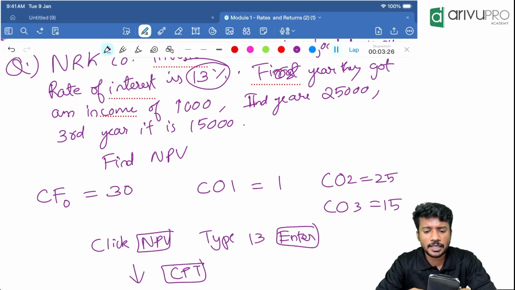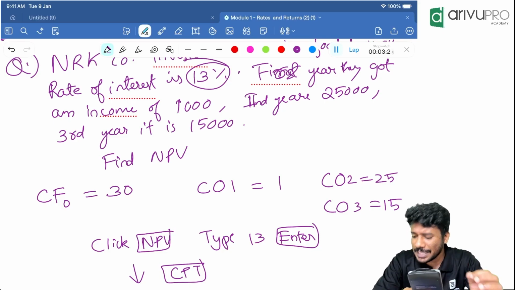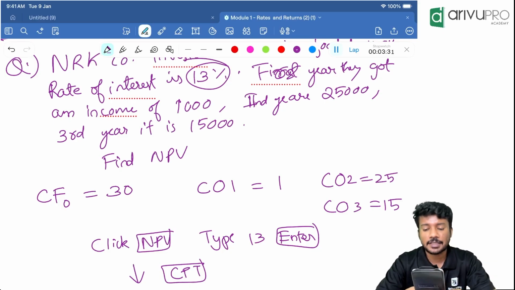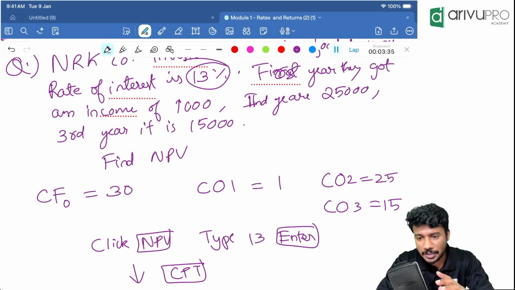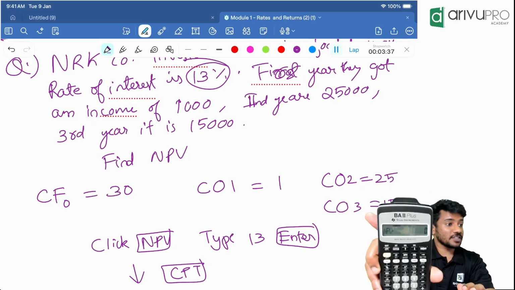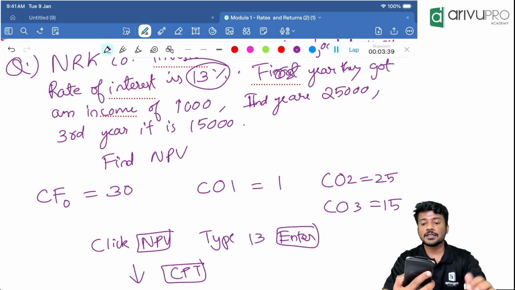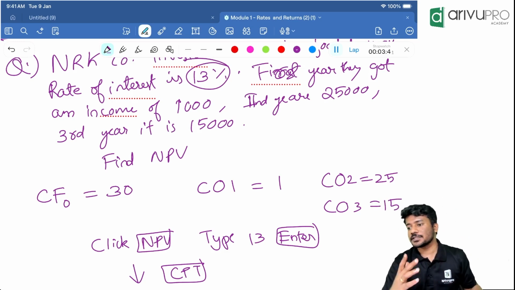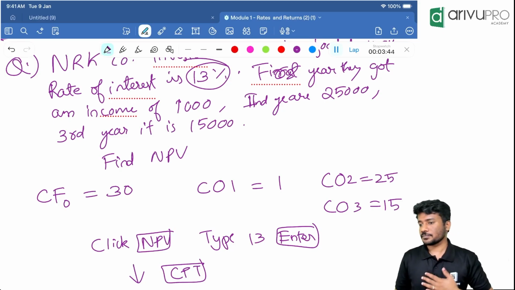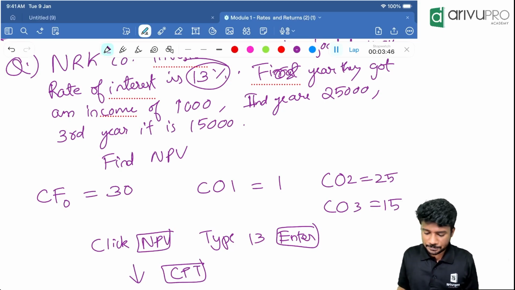Now we are going to click what? The NPV button. In the NPV button, how much is the percentage? 13. So type 13 over there. Then click enter. Then come down. You are seeing NPV equal to 0. Click the compute button. You will get the NPV. How much is the NPV everyone is getting? How much is the NPV you are getting now?